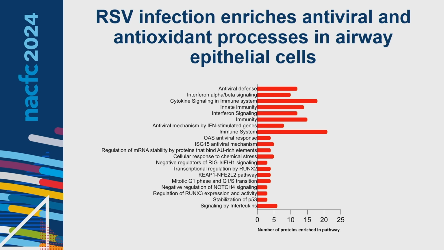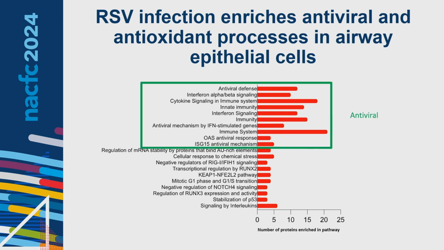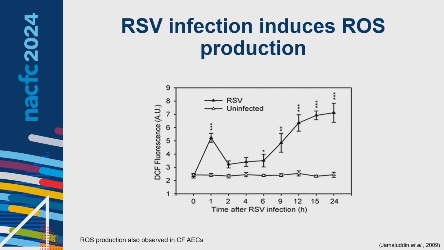And so what I'm showing you here is pathway enrichment in CFBE cells during RSV infection. And unsurprisingly, there are a number of antiviral pathways that are being induced. And interestingly, we also see antioxidant pathways being enriched during RSV infection. And this turned our attention towards reactive oxygen species, or ROS. ROS is known to be generated during viral infections in both CF and non-CF airway epithelial cells, and they're also really key contributors to the induction of antioxidant pathways.